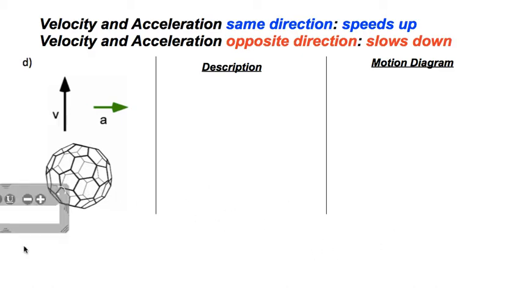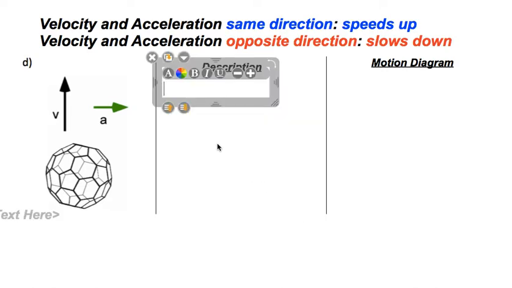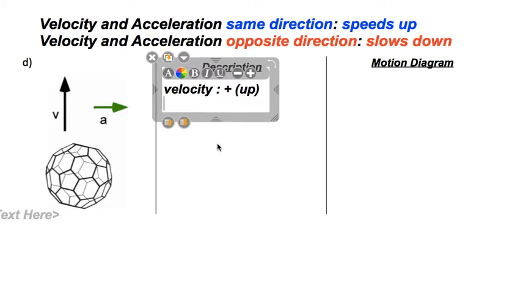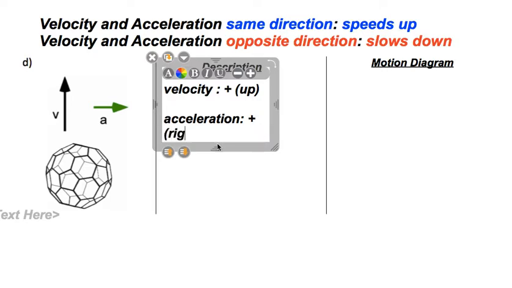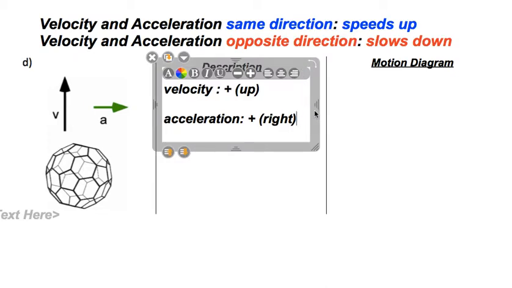So let's do that first. For the description, tell me about the velocity. So the velocity of this ball is pointed upward. That is our positive direction, so I'm going to put a plus sign, but I also want to put that it's going up. Now the acceleration, it's moving to the right, which is our positive direction, so I am going to put a plus sign, but I'm also going to put that this is moving to the right. Because even though they're both positive, they're not really in the same direction.